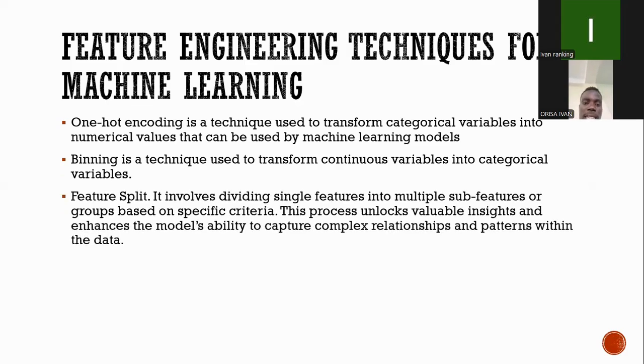We have feature split, which involves dividing single features into multiple features. After dividing these features, we can furthermore divide them into sub-features, smaller features. That is, it becomes easier for the model to understand and improves its performance.